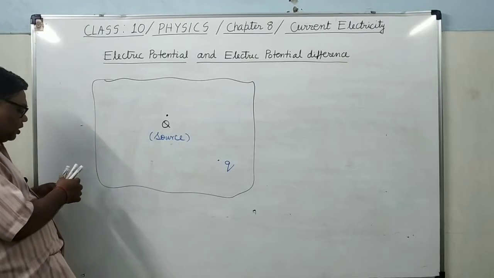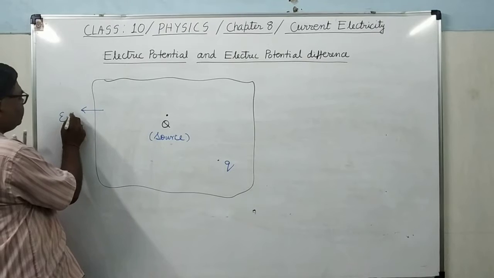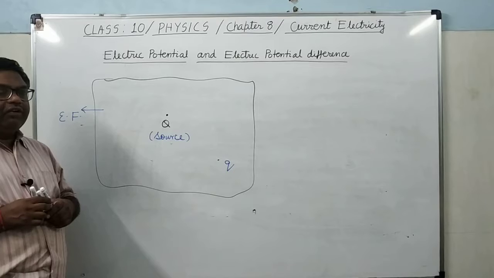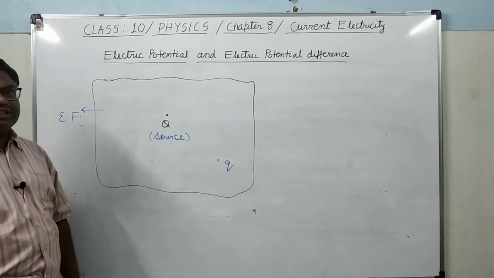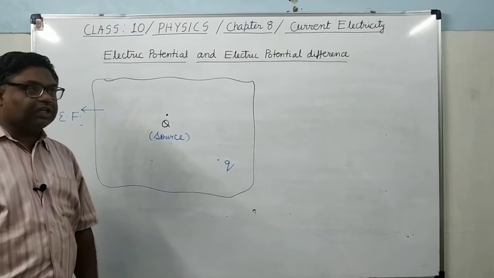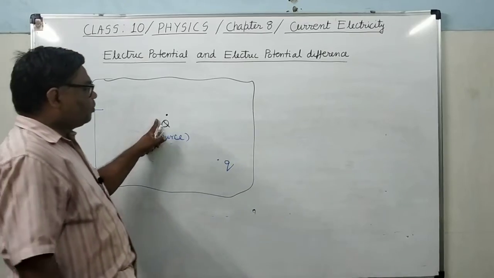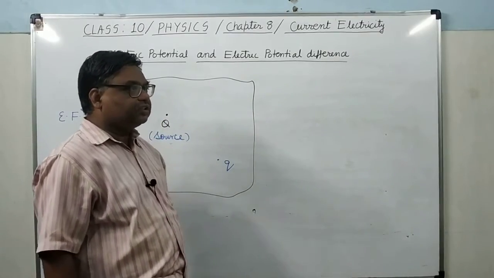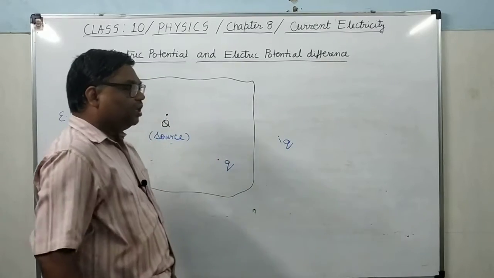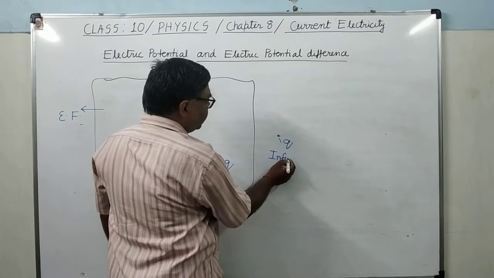Is it clear what is electric field? Electric field is that region around any charge in which some other charge experiences force. Is it clear? And here capital Q is not exerting force on the small q. When small q is here, it is not experiencing any force. We will say that the small q is at infinity.